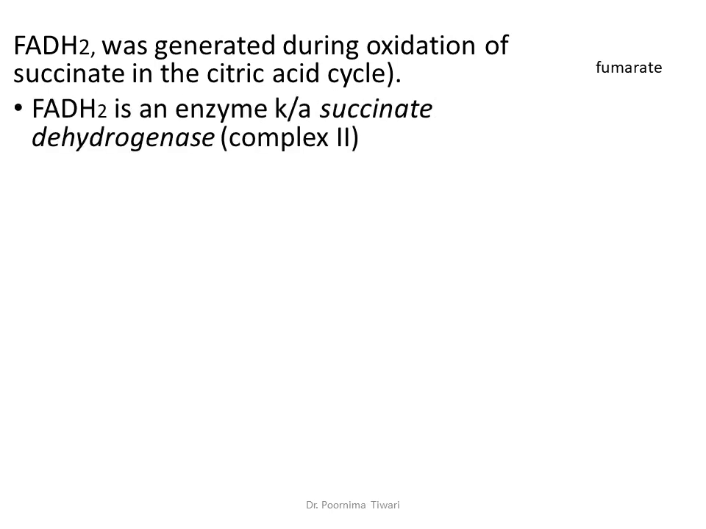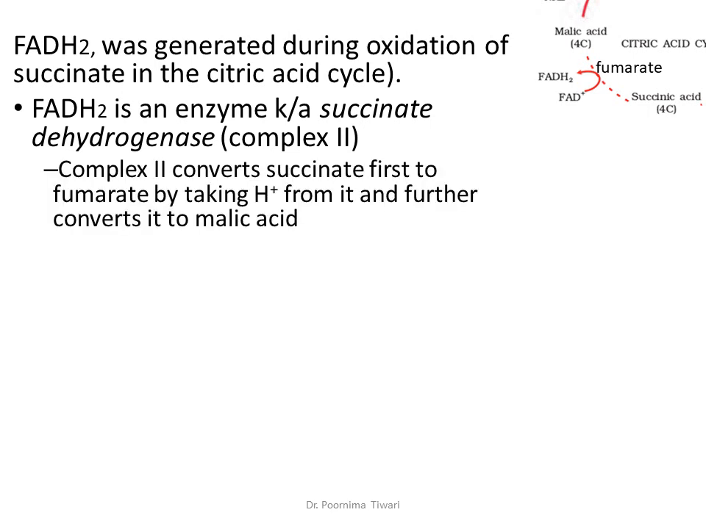On the right side you can see succinic acid forming malic acid. Succinate dehydrogenase, or complex 2, converts succinate first to fumarate while taking H from it, and finally to malic acid. So one more step in the Krebs cycle is mentioned here.